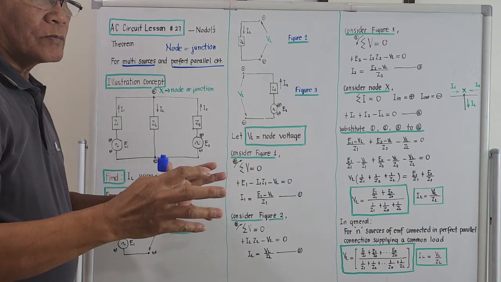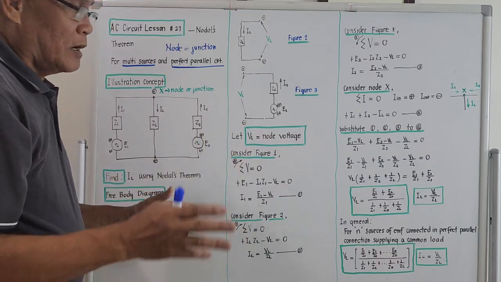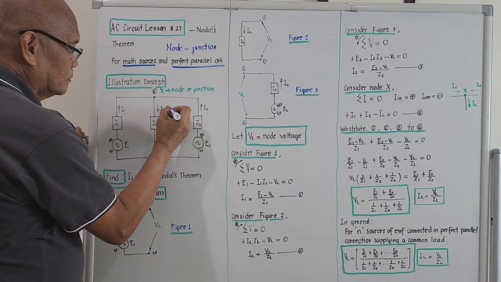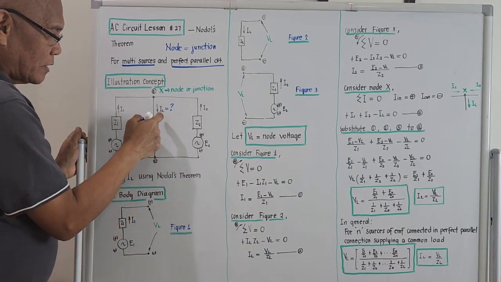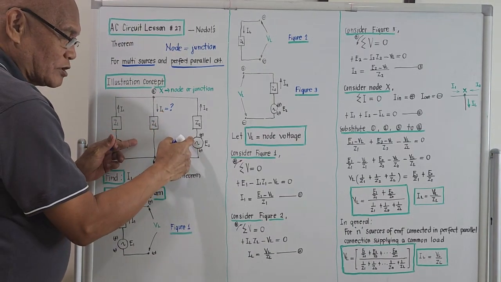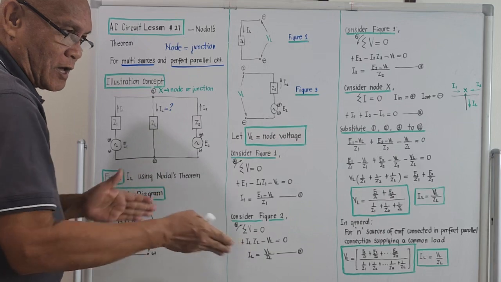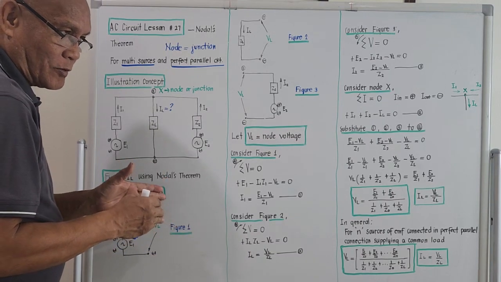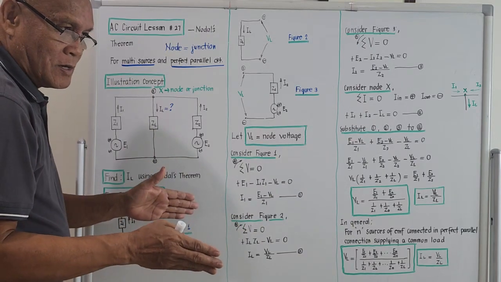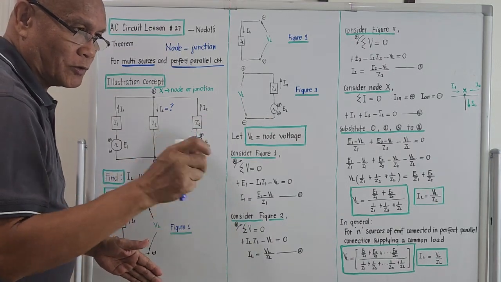To best illustrate the concept of Nodal's theorem, the computation of the load current is always the main problem. Consider the current consumed by a load Z sub L connected in parallel with two voltage sources. For the meantime, we are considering two voltage sources, to simplify the illustration. Later on, we will adjust the concept for any number of voltage sources.